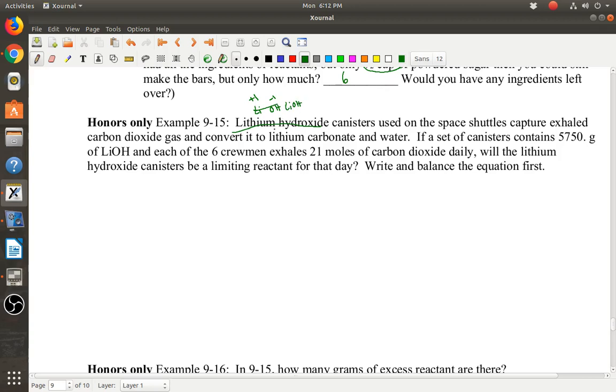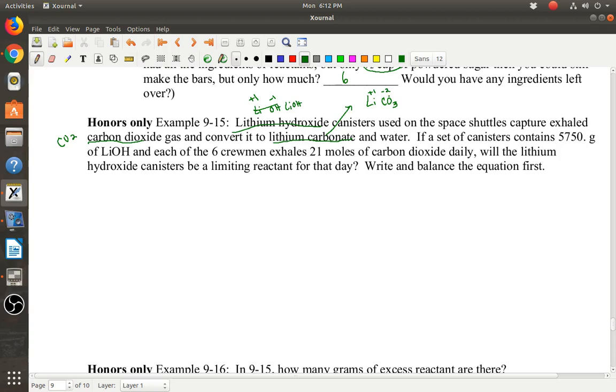Canisters used on space shuttles capture exhaled carbon dioxide, so that's CO2 gas, and convert it to lithium carbonate. All right, so we have to figure out what lithium carbonate is. Well, lithium is the +1, and what is carbonate? Carbonate is CO3, and you can look at your polyatomic ion chart to double check that, okay? And what is the charge of CO3? Well, carbonate is a -2 charge.